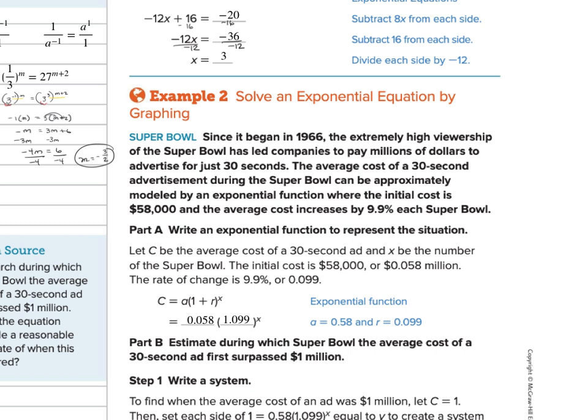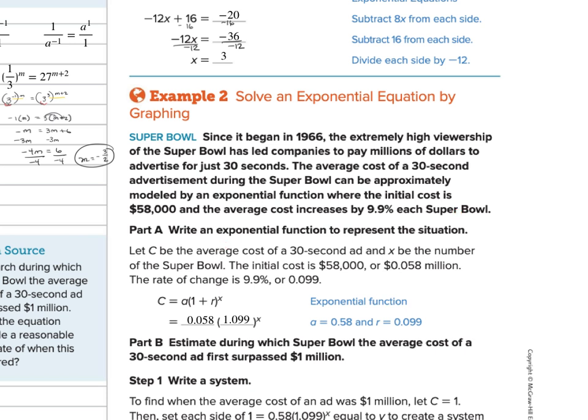Since it began in 1966, the extremely high viewership of the Super Bowl has led companies to pay millions of dollars, right? Millions of dollars to advertise for 30 seconds. The average cost of a 30-second advertisement during the Super Bowl can be approximately modeled by the exponential function, where the initial cost is $58,000 and the average cost increase is 9.9% each Super Bowl. So write an exponential equation.